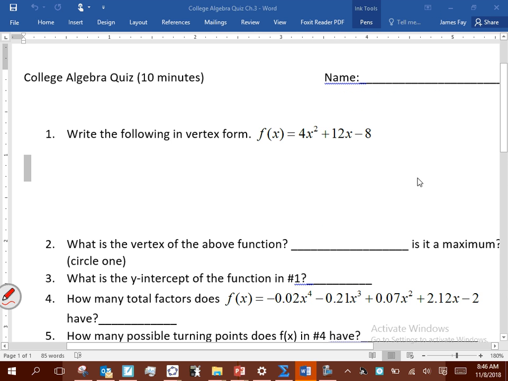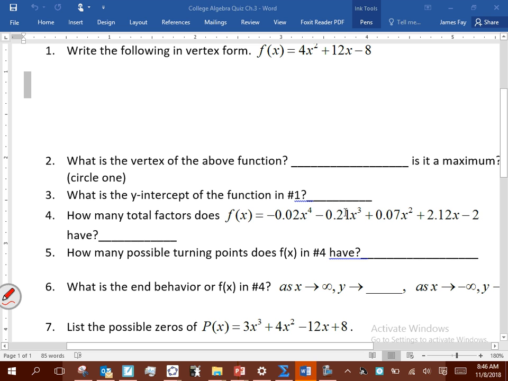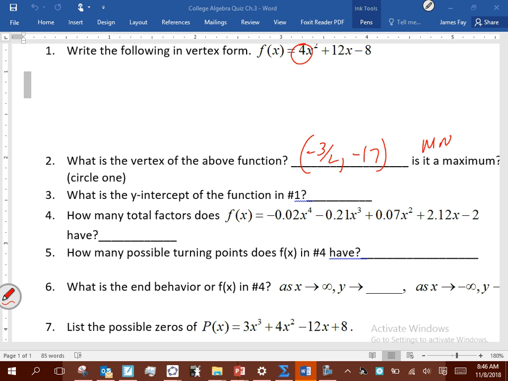So what's the vertex of that? You would have said negative 3 halves, negative 17. Now it's a positive 4x, so this is concave up, so it's got to be a minimum. Now it says what's the y-intercept? Well, the y-intercept is right there, isn't it? The y-intercept is where x is 0, y is negative 8.